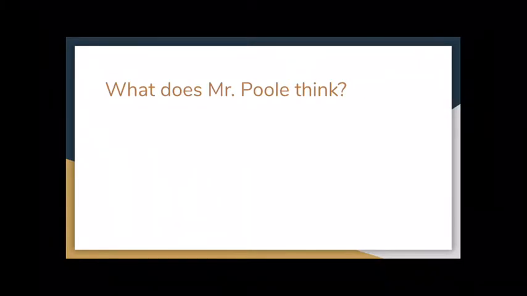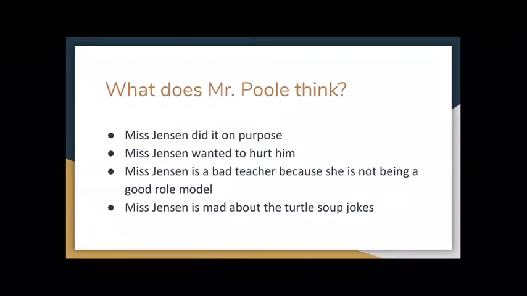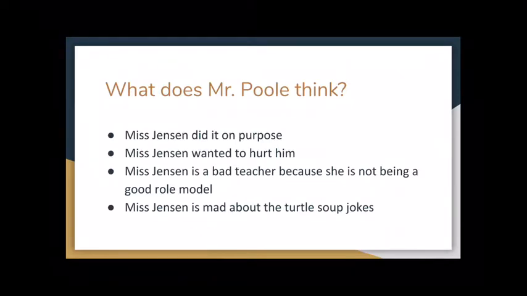Let's see what I was thinking. I believe that Mr. Poole is thinking that Miss Jensen did it on purpose because she was laughing, that Miss Jensen wanted to hurt him because she did it on purpose, that Miss Jensen is a bad teacher because she is not being a good role model. Good role models don't knock into people on purpose. And that Miss Jensen is mad about the turtle soup jokes. Why else would she be upset with Mr. Poole?